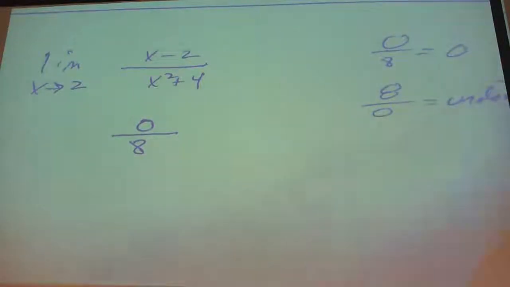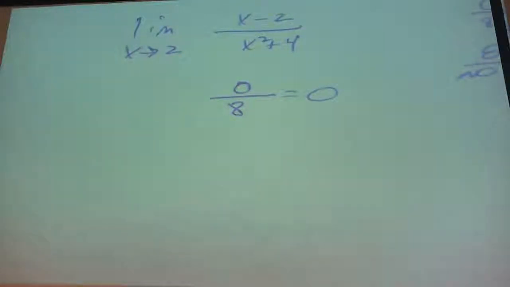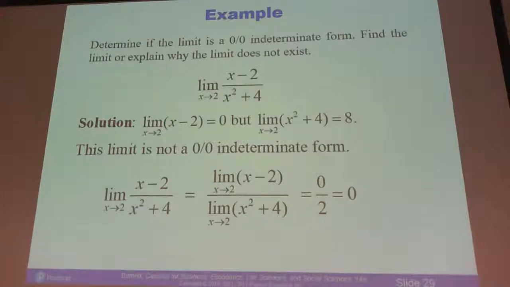So be careful about that. 0's on top, it's okay. If 0's on the bottom, no way. If that helps you remember. The real reason is, if you divide, 8 times 0 gives you 0, so 0 over 8 works. 0 times anything never gives you 8, so you can't divide by 0. But again, review. What's 0 over 8? 0. So it's not 0 over 0. We actually get an answer. Therefore, the limit as x approaches 2 of x minus 2 over x squared plus 4, the answer is 0.